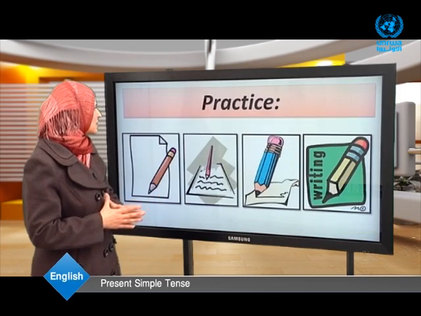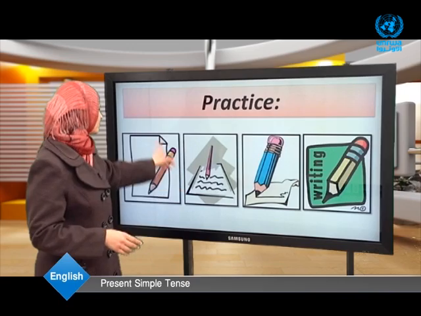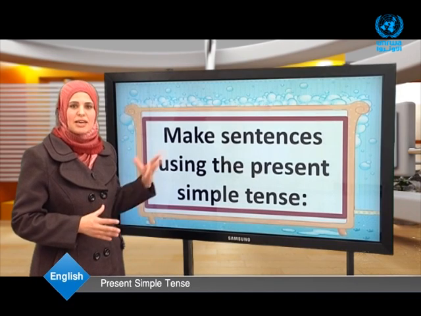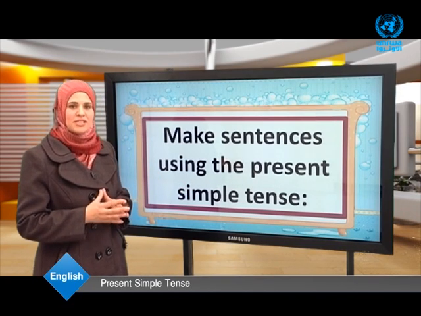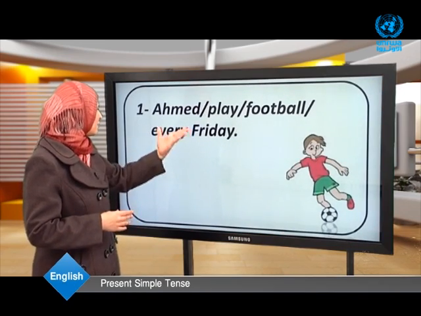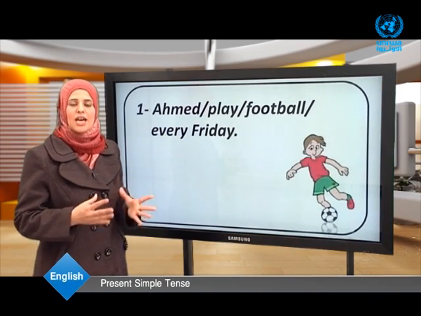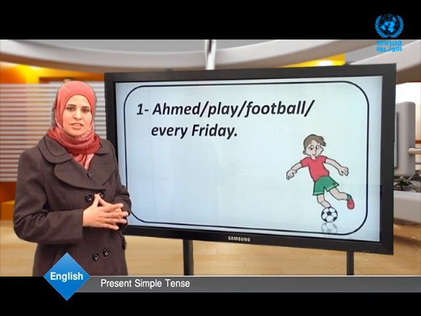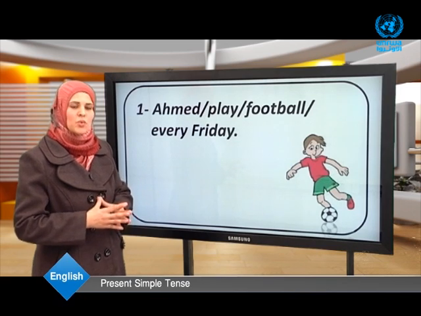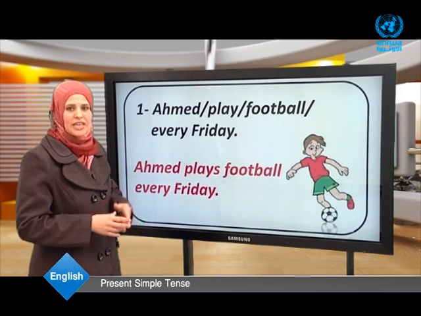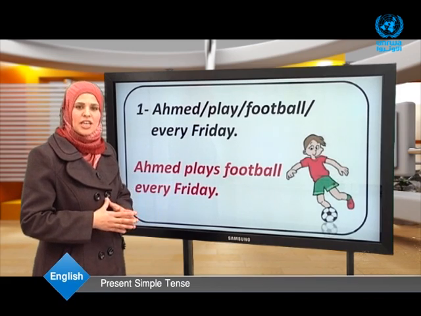Now, dear students, it's time to practice. Our first activity is make sentences using the present simple tense. Let's have our first sentence. Ahmed play football every Friday. How can we form a sentence using the present simple tense? Yes, I'm going to make this one with you. Look, Ahmed plays football every Friday.